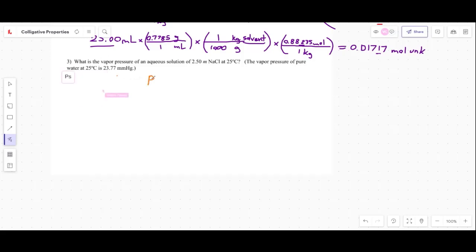P, okay, thank you. P sub solution is equal to X solvent times P solvent. Thanks.